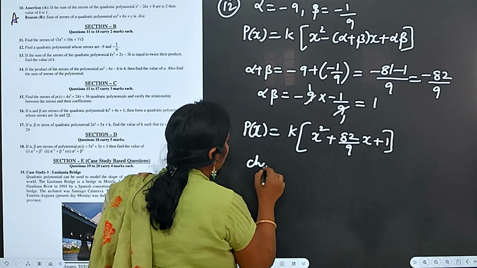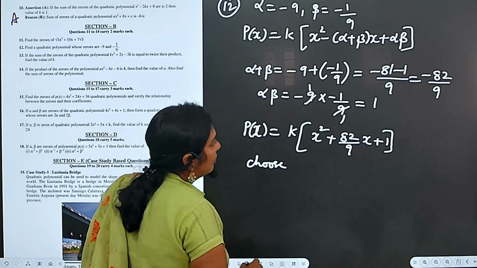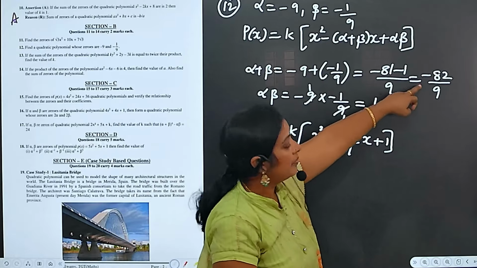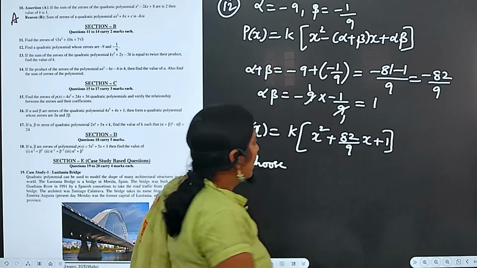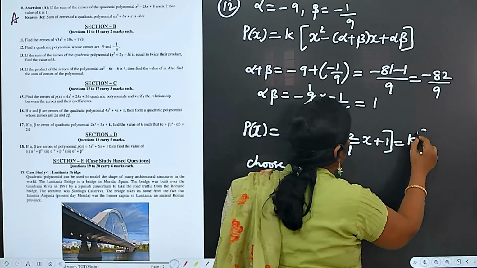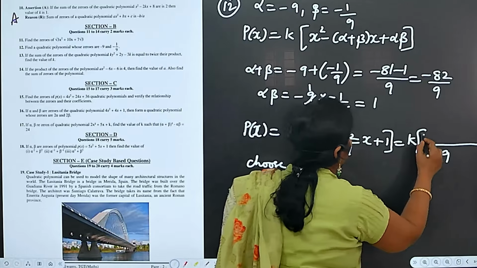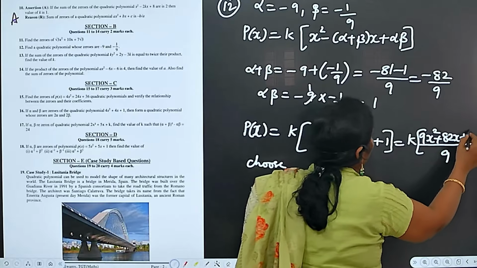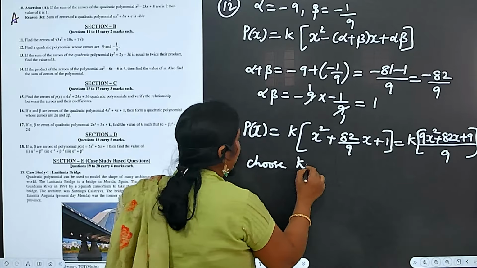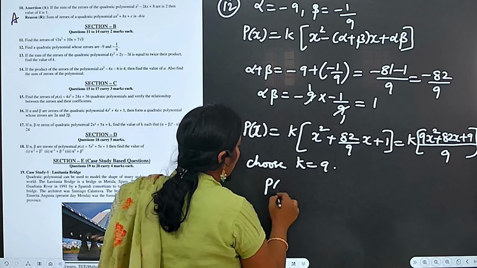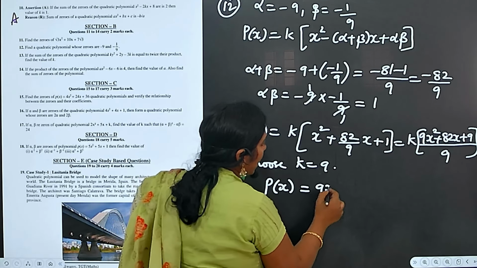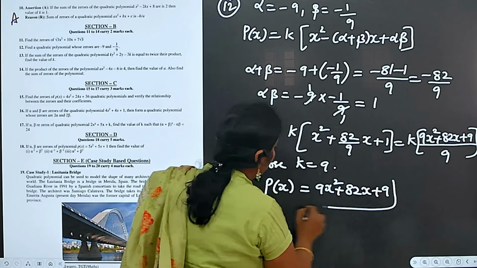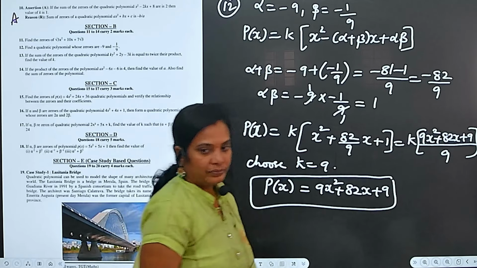Minus of minus, plus 82. Take the LCM. k into 9 is the LCM: 9x square plus 82x plus 9. Here choose k equal to 9. Then P of x equal to 9x square plus 82x plus 9 is the required polynomial.